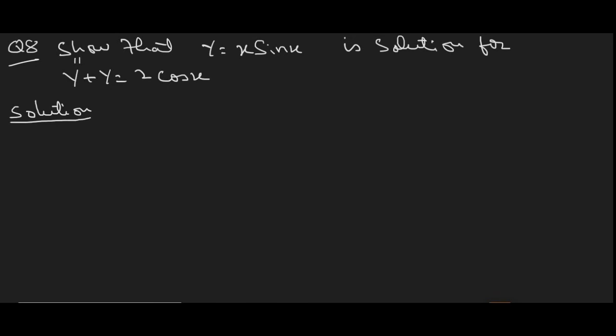Now question number 8. In this we have to satisfy one relation. Show that y is equal to x sin x is a solution for y double dash plus y is equal to 2 cos x. Y double dash means the second derivative of y. So first of all, we are going to take the first derivative of the given function y is equal to x sin x. So dy by dx is equal to d by dx of x sin x. Here we are going to apply the product rule.